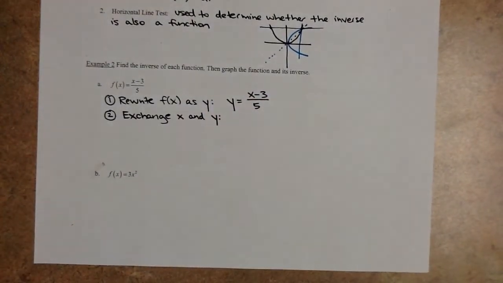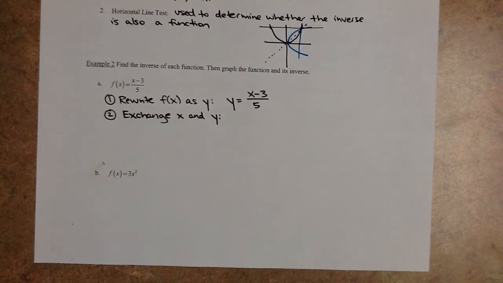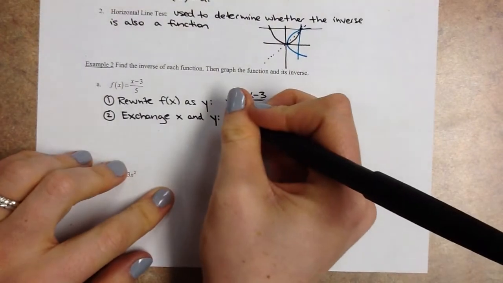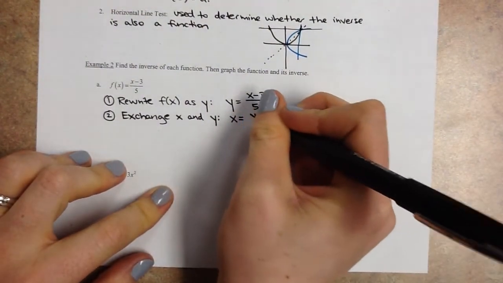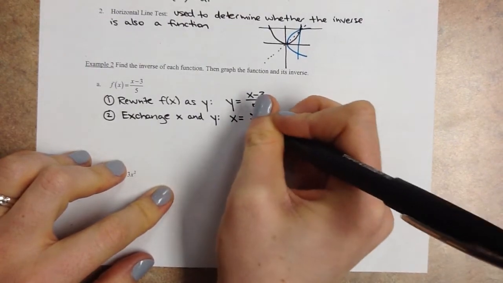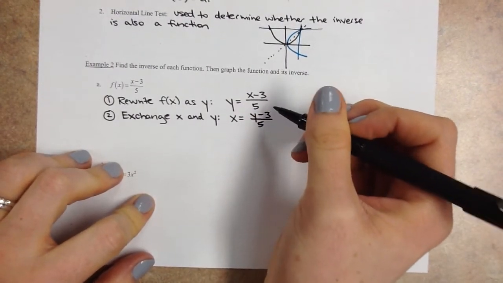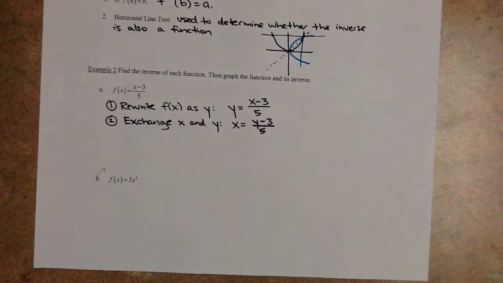Okay, we already talked about this on the top of the page as kind of being like the big idea of inverses is that all of the x and y coordinates get exchanged. So if we're looking at an entire function, rather than just a set of points, we're going to literally exchange x and y in the function. So here, instead of y equals, we're going to write x equals. And instead of x minus 3, we're going to write y minus 3 over 5. So it's identical to this original function. I've just literally swapped the x and y.